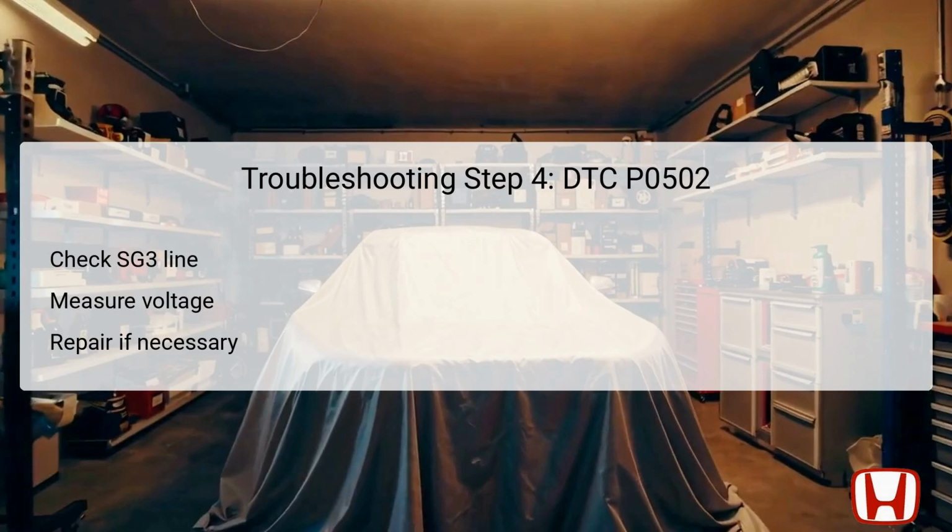Finding approximately 5 volts confirms that the SG3 wire is functional and relaying correct signals. If this voltage is present, the troubleshooting can progress to the next step. However, if the voltage is not detected, this indicates an open circuit in the SG3 line, which must be repaired. It's critical for the integrity of the sensor circuit to ensure that all wires are intact and free from breaks or cuts.